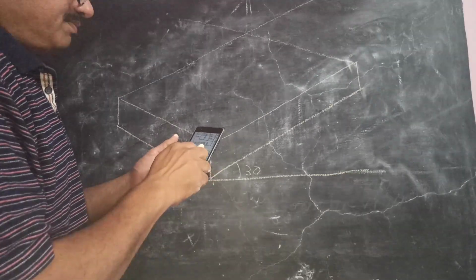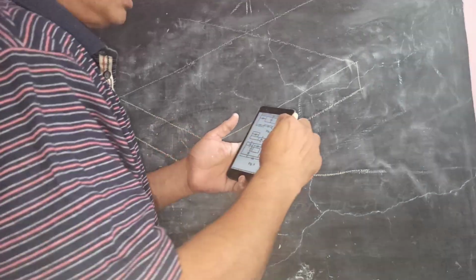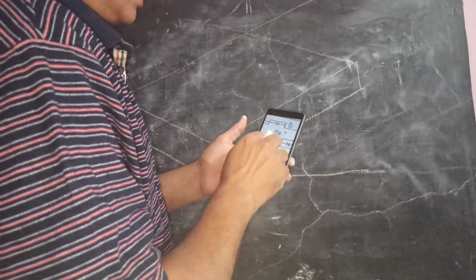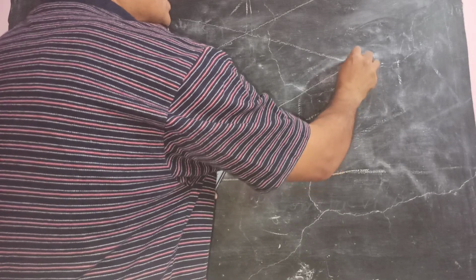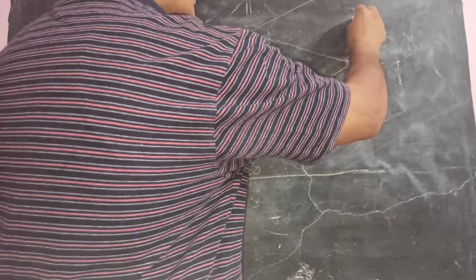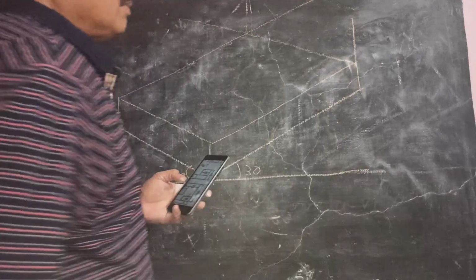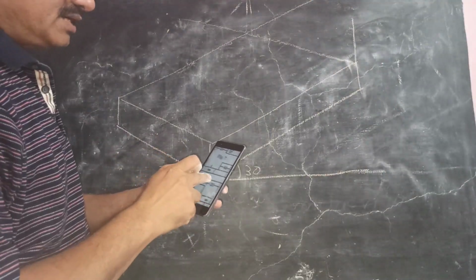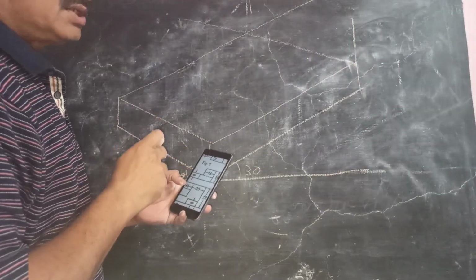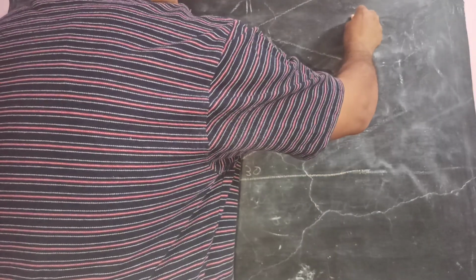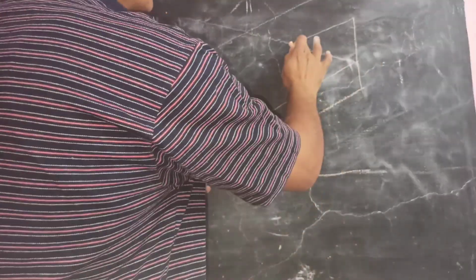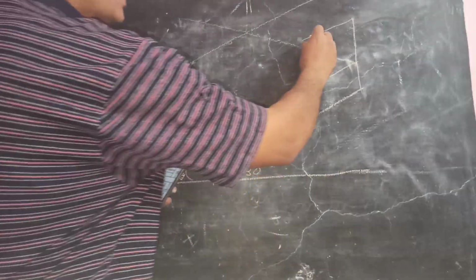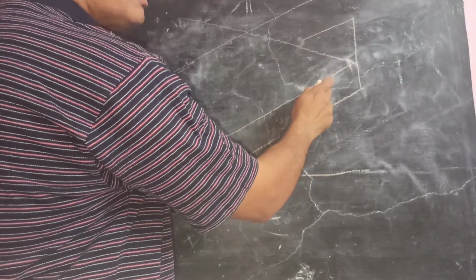The height of the pillar is 12 because the total is 20 and the height of this is 8. So the height of this will be 12. So you can extend this by 12 mm. Then the length of this in front view, you can see is 16. So you can draw a line parallel to this of 16 mm. This line must be parallel to this.